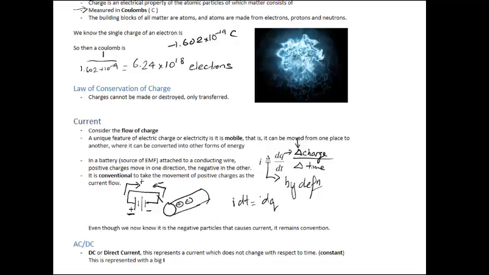charges as the current flow, since I believe this was done by Benjamin Franklin, who was a famous scientist and inventor. You can find more information about him if you want. Just Wikipedia, Google something. Some pretty cool information out there. So yeah, he defined the movement of positive charges as a current flow, and ever since we've used that as convention, even though now we know that it is actually the negative particles that cause currents.